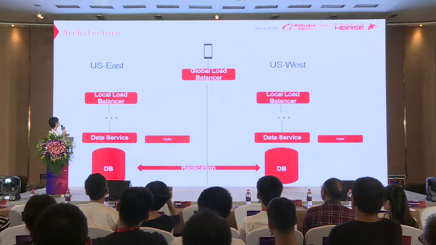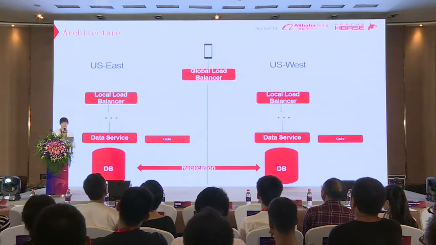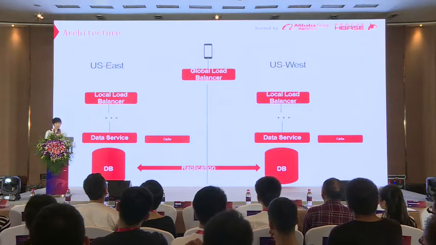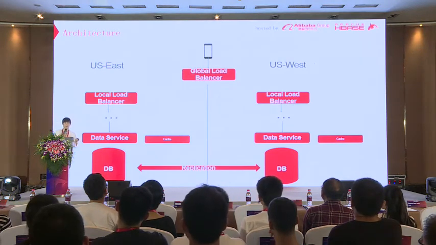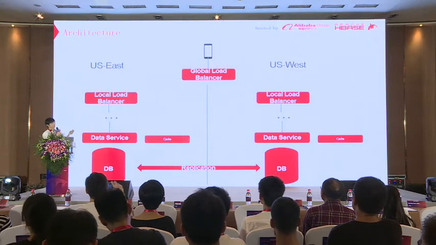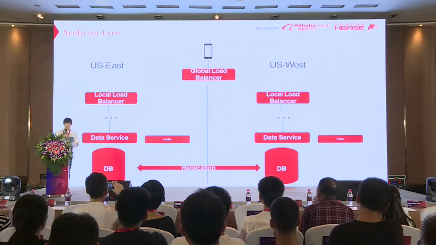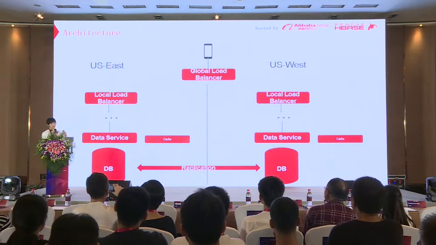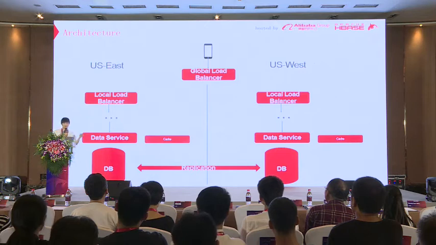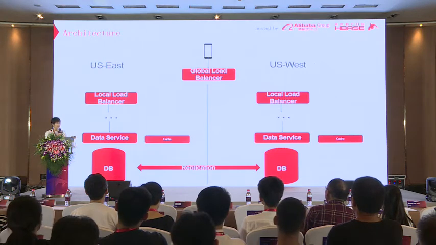So here's the basic architecture for our multi-cell environment. We have a global load balancer, which basically forwards the traffic based on your location, to the nearest cell. For example, we have US East and US West. And in each cell, we have a very similar middle stack, which contains the local load balancer, the front end service, back end service, and database and cache.